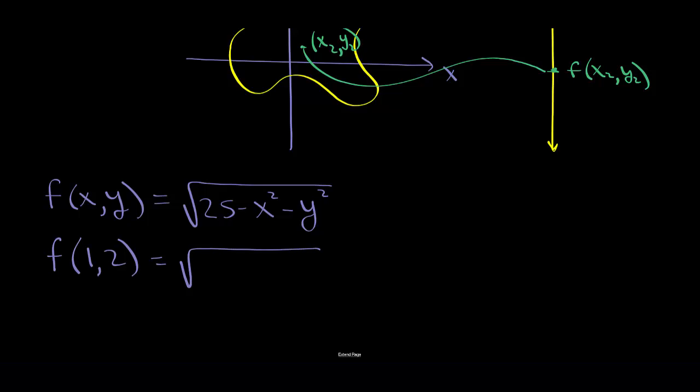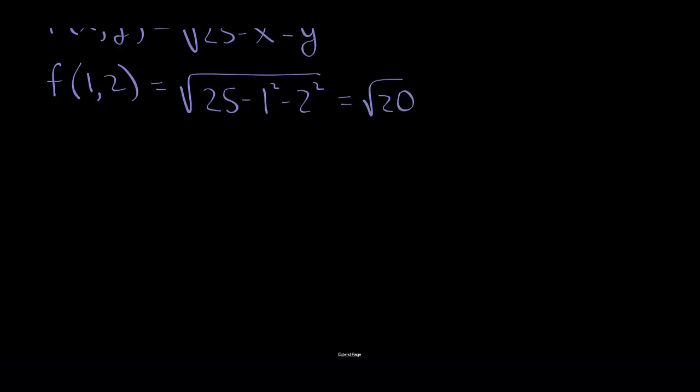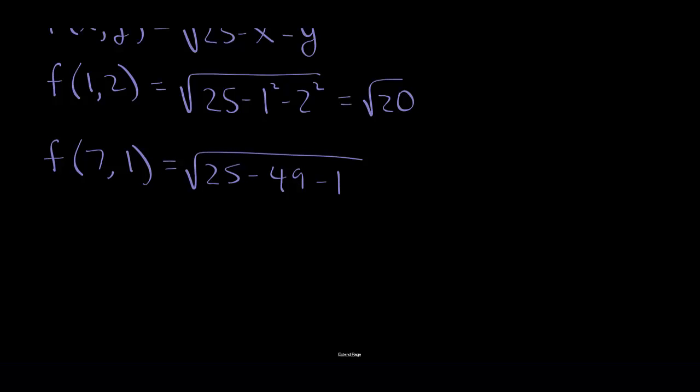See what we get. We get the square root of 25 minus 1 squared minus 2 squared. Okay, so that's going to be the square root of 20, right? So we see an output, square root of 20. We evaluate these exactly the way you would think. We put in the x, we put in the y, and we get out a value. Now of course, I can't just put in anything I want. For example, let's suppose I have 7, 1. Well, this is going to be 25 minus 49 minus 1. That's going to give us a negative number.